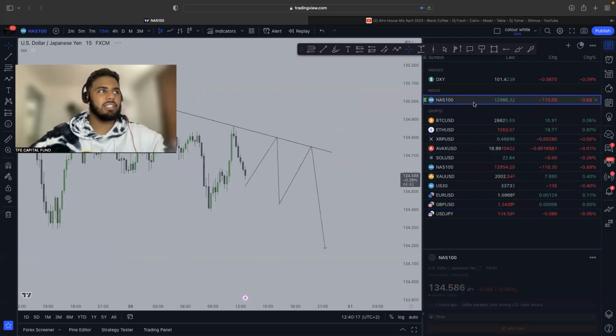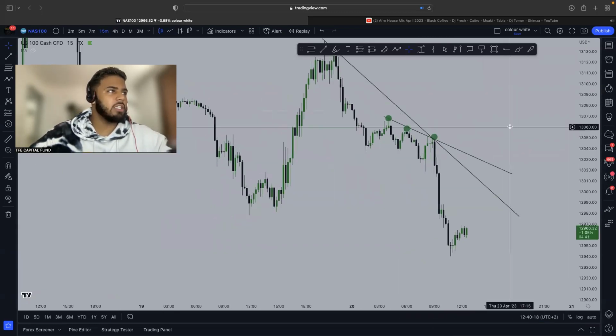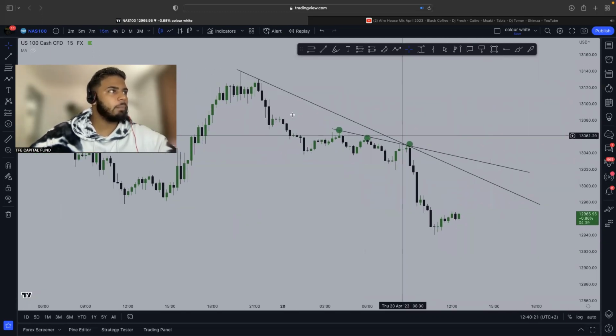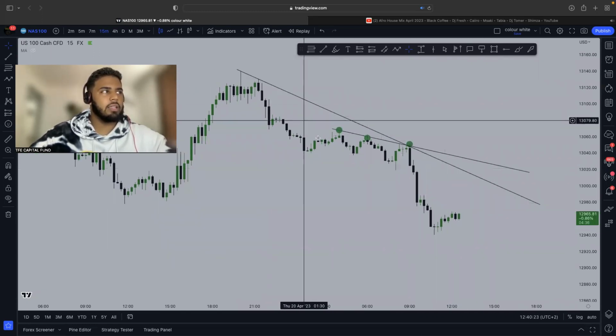So for me, the main focus is Nasdaq. I'm watching Nasdaq on this region right here. See what will happen on Nasdaq here.